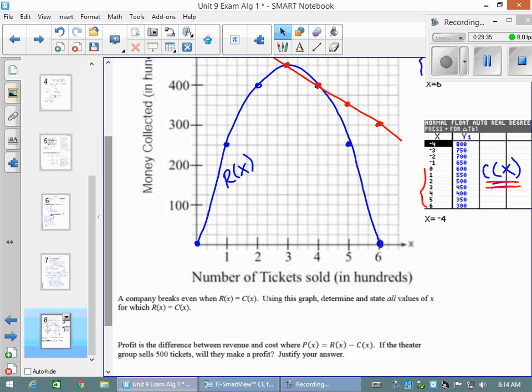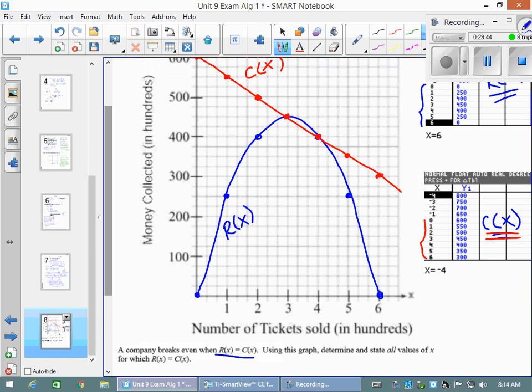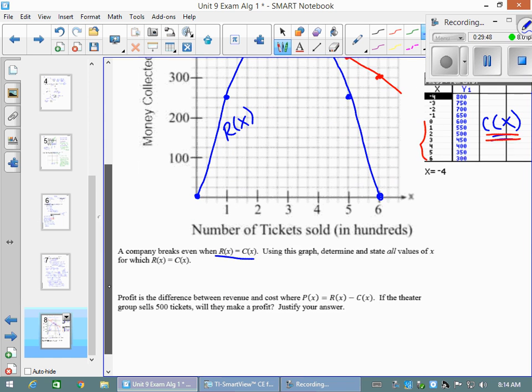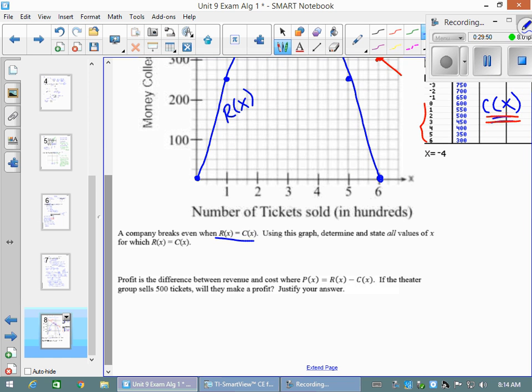Well, I can see that they are intersecting here and here. So x values, I now have to focus on the fact that my x values are number of tickets sold in hundreds. So this would be, they are equal at an x value of 300 and an x value of 400. And the last piece here is now saying profit is my difference between revenue and cost. So profit is r of x minus c of x.